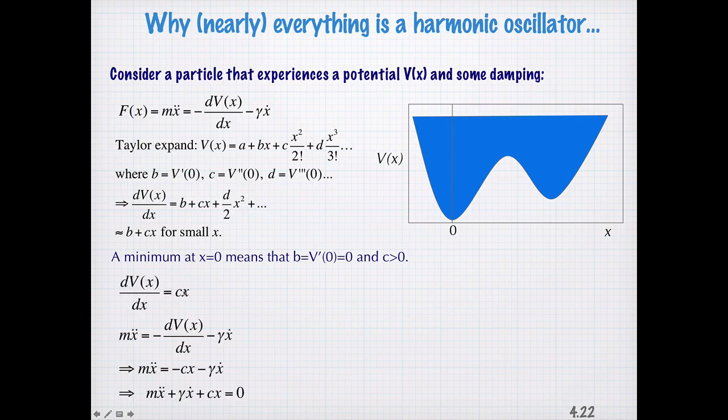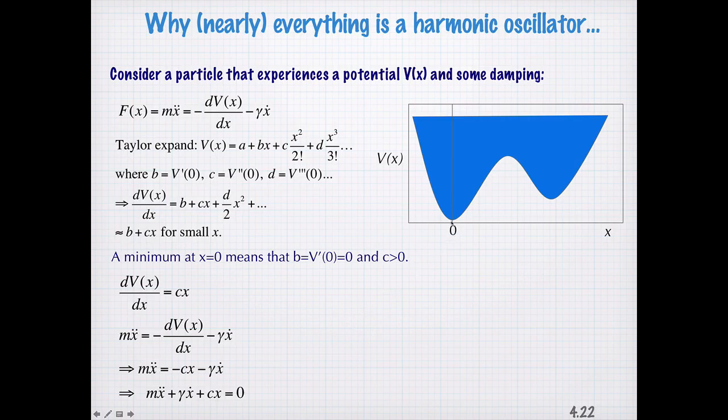This is our form of dV/dx now. It's equal to c times x. This is where it appears in our differential equation. So change that into c times x, and we get back precisely the equation of motion that we've been dealing with the last couple of lectures, where c would be equal to omega naught squared.